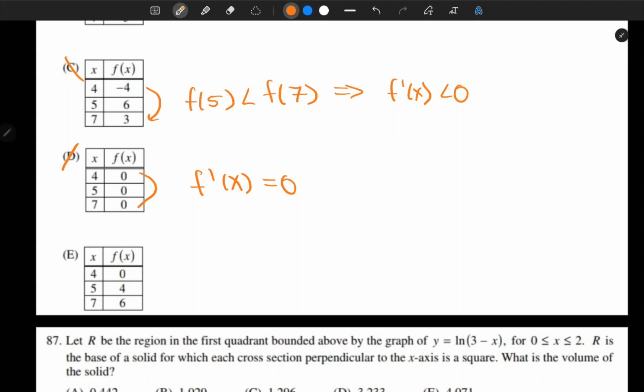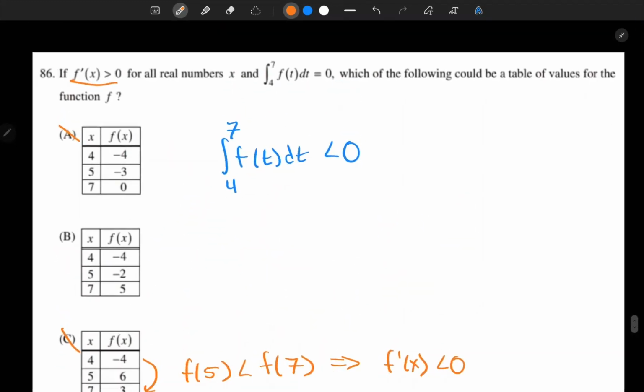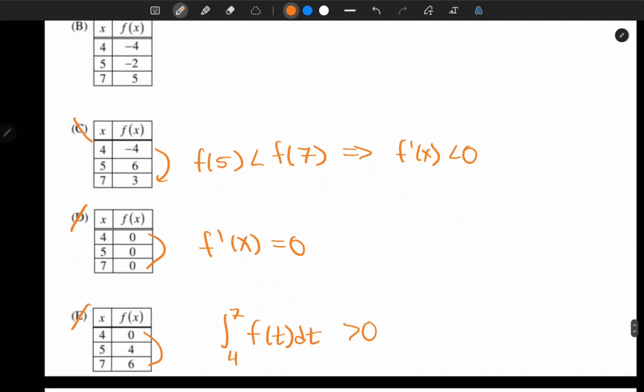Finally, looking at this table, we have that all of the f values are above the x-axis. So it's likely that the integral from 4 to 7 of f of t dt is greater than 0. Well, we know that this integral should be equal to 0. So E is not a valid answer.